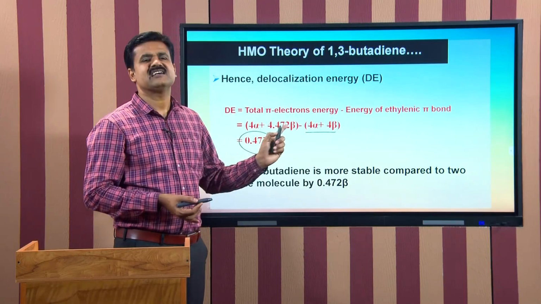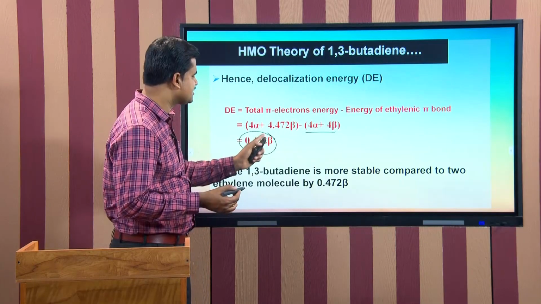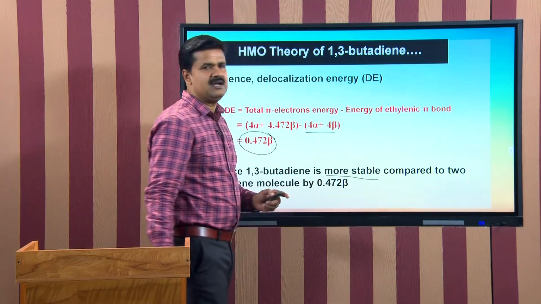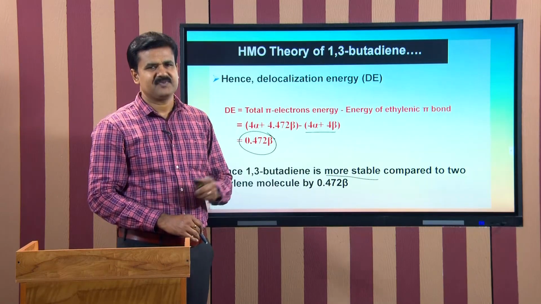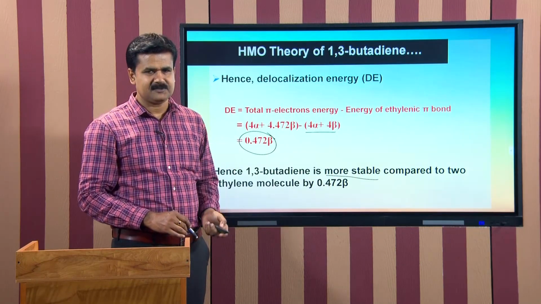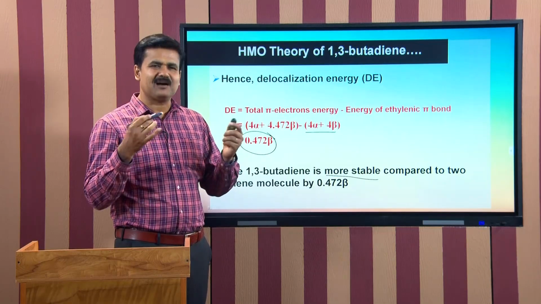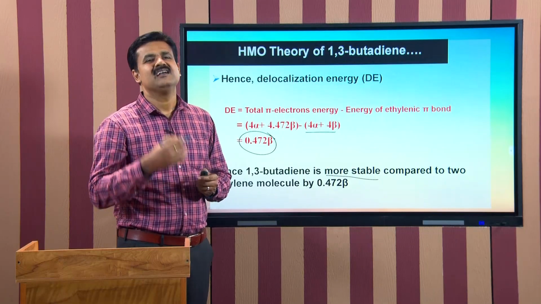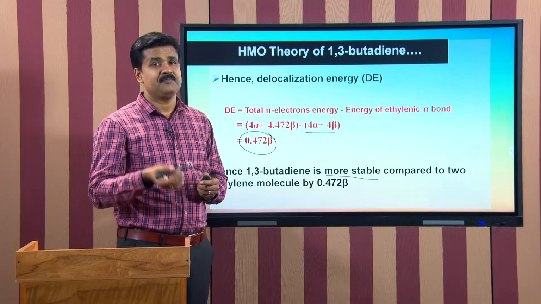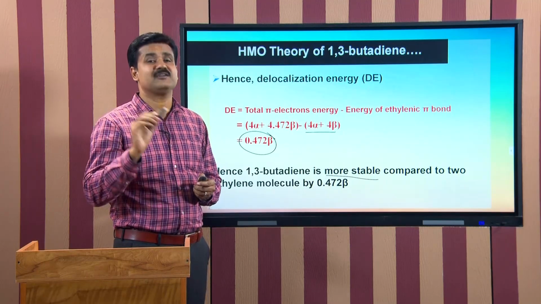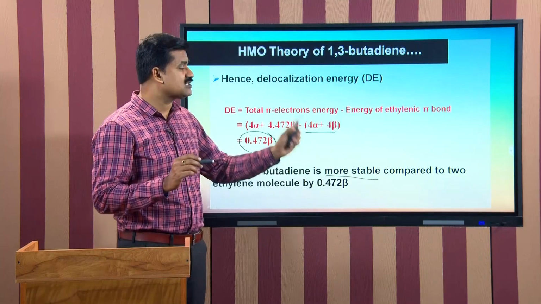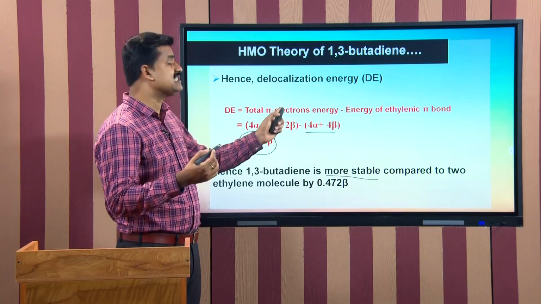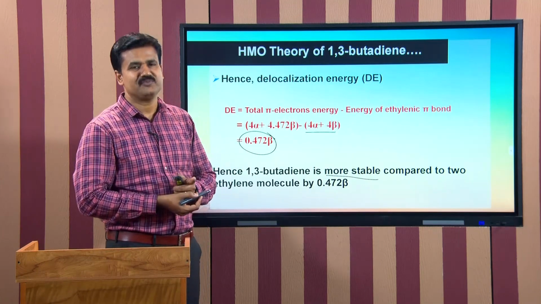In ordinary butadiene, the resonance energy or delocalization energy is 0.472 beta. That means ordinary butadiene is more stable compared to 2 ethylene molecules by a factor of 0.472 beta. This means whenever we couple 2 ethylene molecules to get ordinary butadiene, if we imagine like that, ordinary butadiene will be more stable than 2 ethylene molecules, and the stabilization parameter is reflected as delocalization energy. Its value is 0.472 beta.